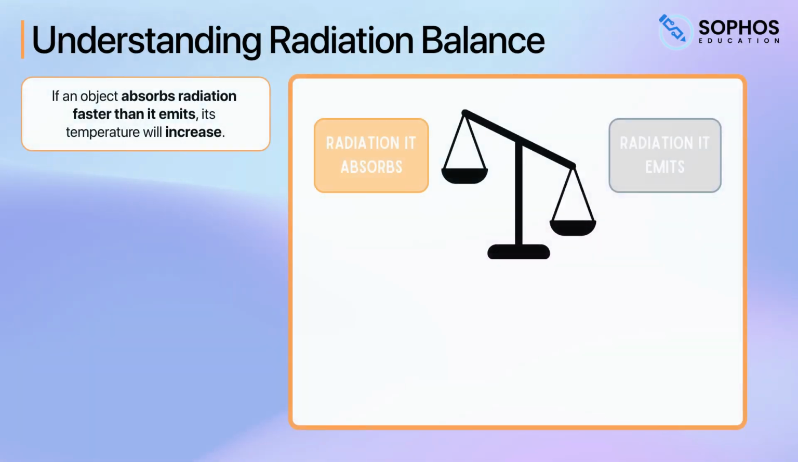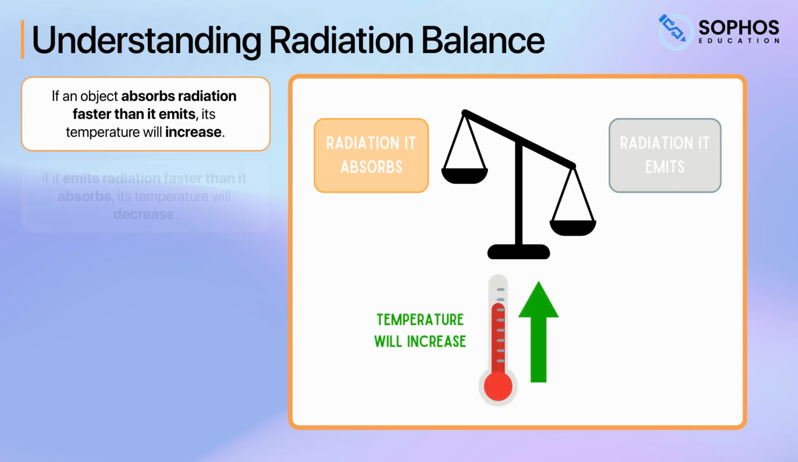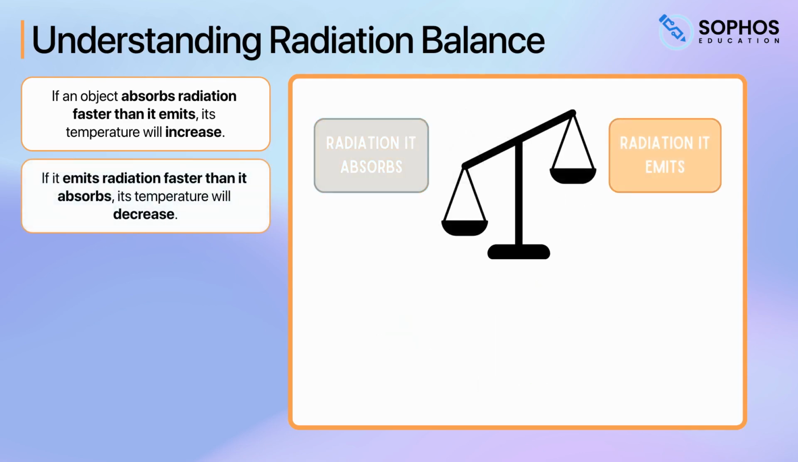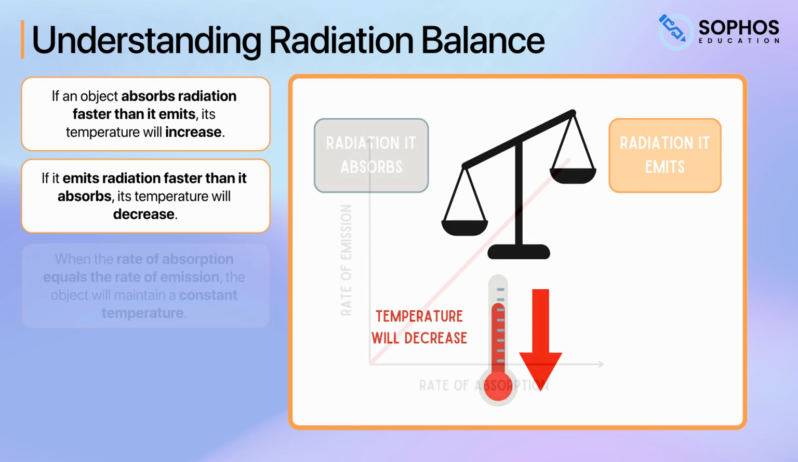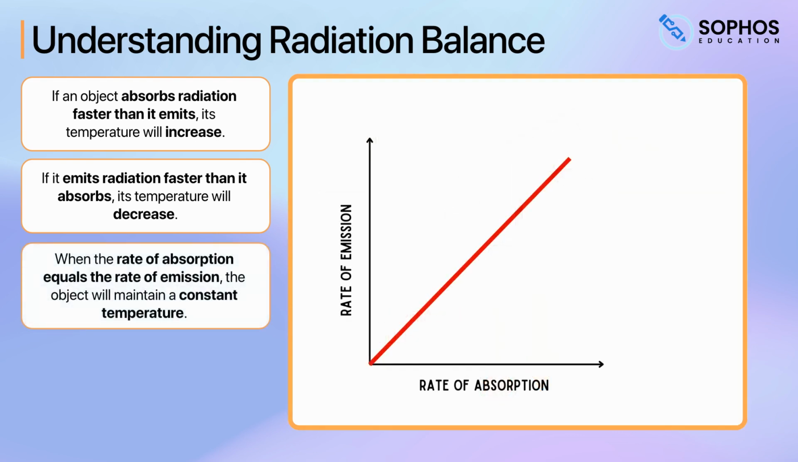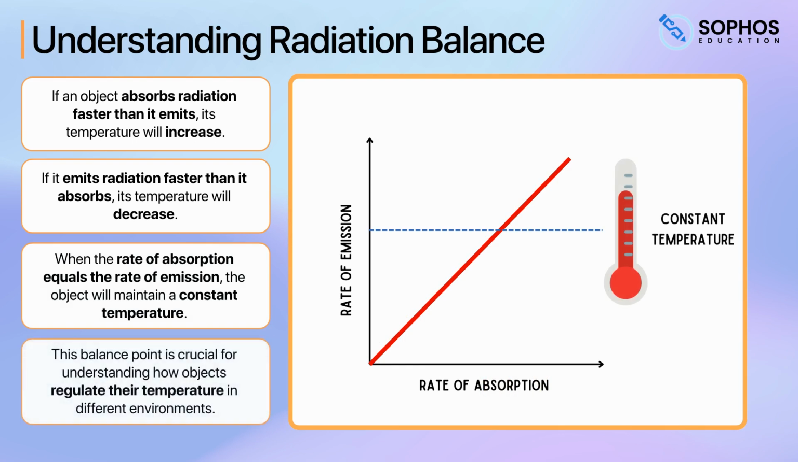Firstly, if an object absorbs radiation faster than it emits, its temperature will increase. Conversely, if it emits radiation faster than it absorbs, its temperature will decrease. When the rate of absorption equals the rate of emission, the object will maintain a constant temperature. This balance point is crucial for understanding how objects regulate their temperature in different environments.